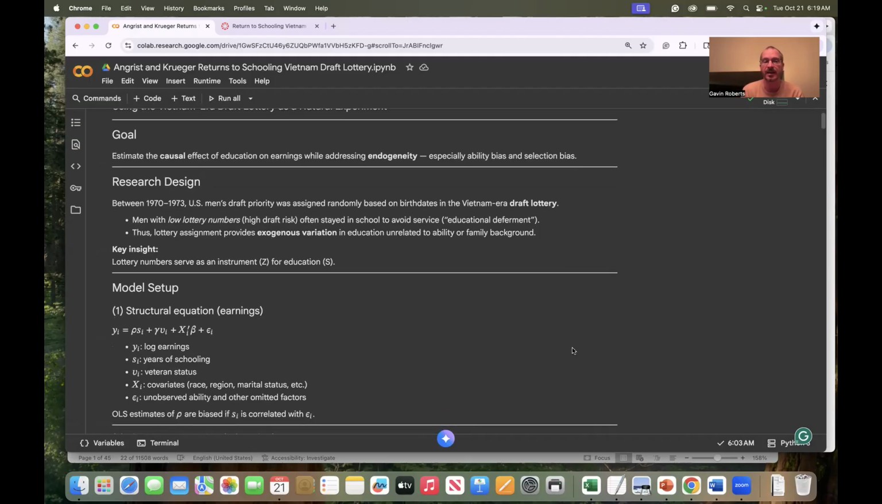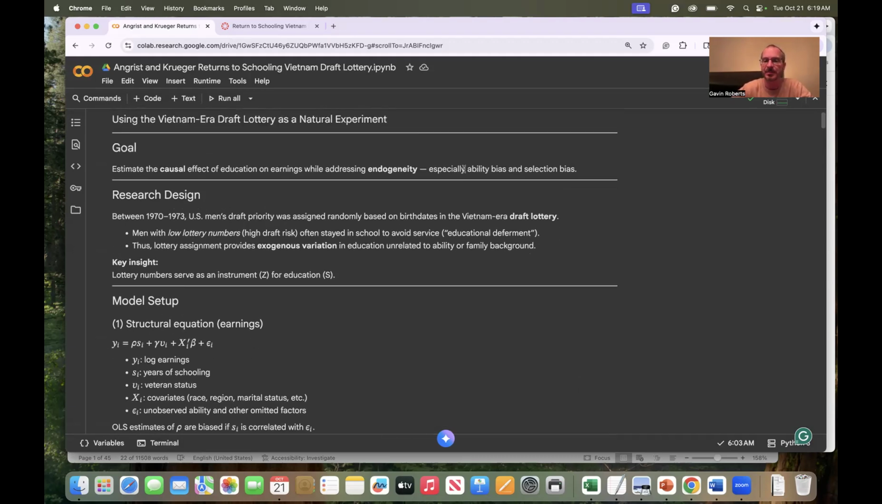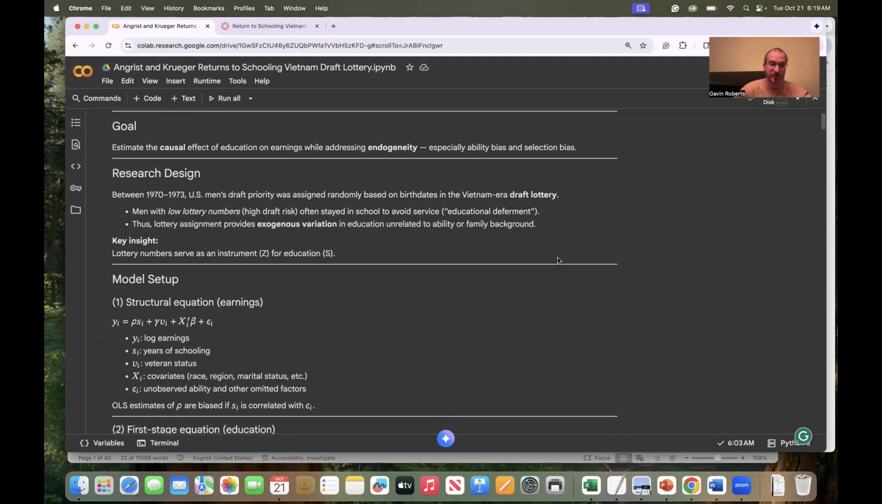So their goal is to estimate, importantly, the causal effect of education on earnings while addressing endogeneity, especially ability bias and selection bias. We've already mentioned those two things. Basically, ability bias is a specific type of selection bias. Ability bias means people who have higher inherent ability are more likely to go to school and are more likely to earn higher earnings. So to the extent that's true, we're going to get too high estimates of returns to schooling because of that selection of high ability people into more schooling.